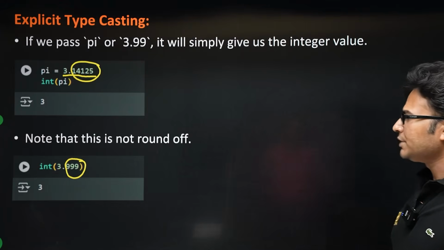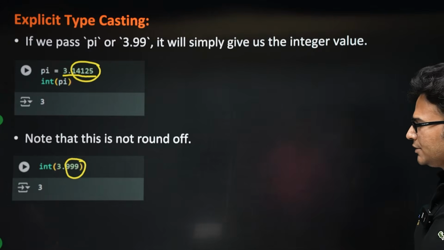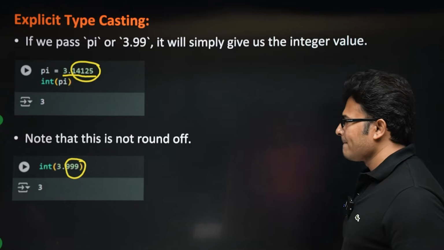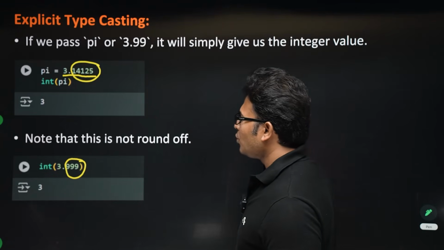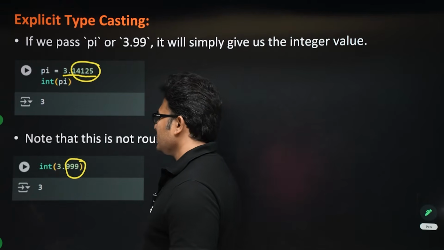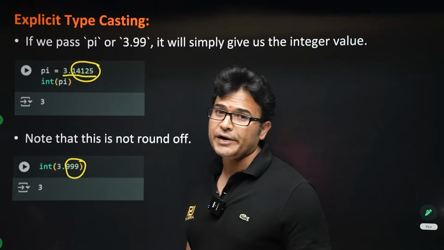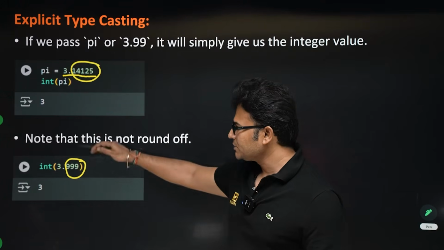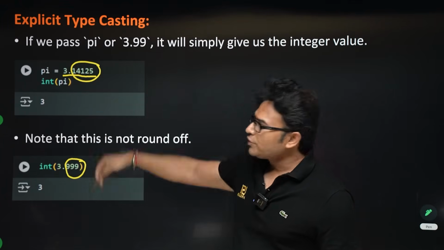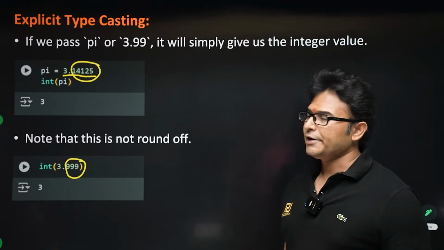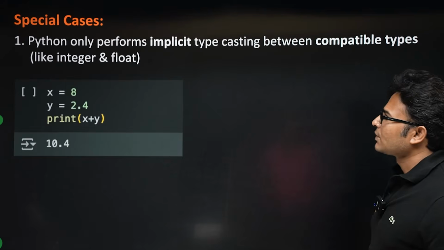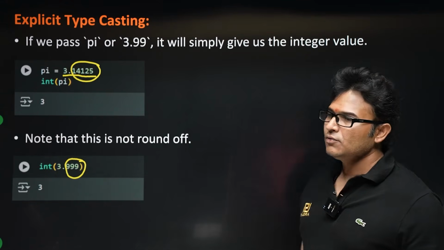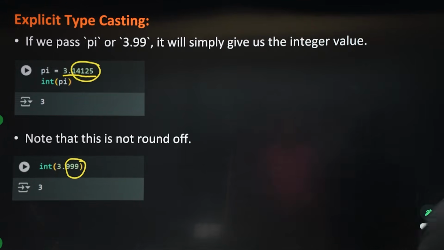So what I mean to say here is that whenever a float is converted into an integer, it is truncated, not rounded. Rounding is different, right? And truncation is different. Truncation means just simply ignore them. That is truncating. Okay. We will see what are the special types of typecasting now.